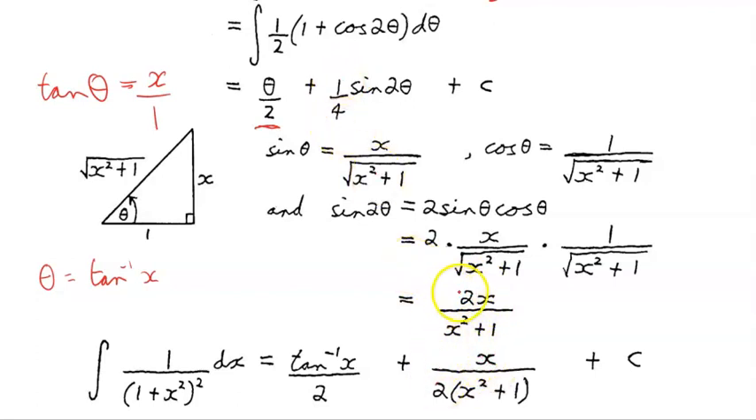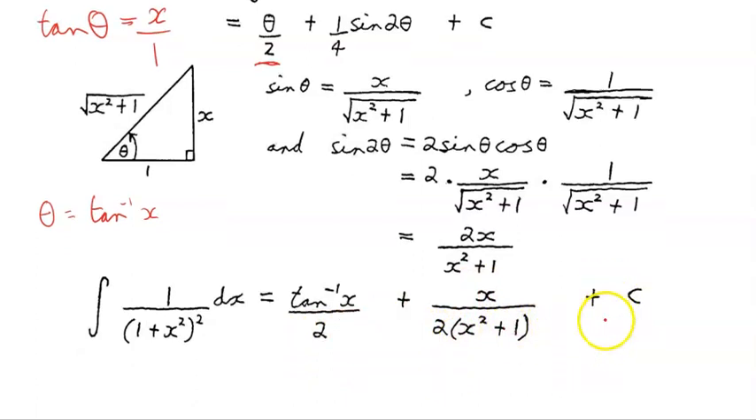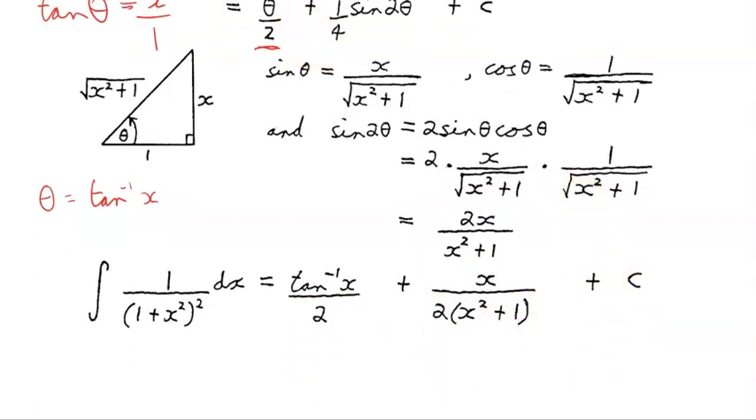So 1 on 4 times that gives us 1 on 2. We have then our final result: the integral of 1 over (1 plus x squared) all squared, integrated with respect to x, becomes inverse tan x on 2 plus x on 2 times (x squared plus 1), plus the constant of integration. And that's it.